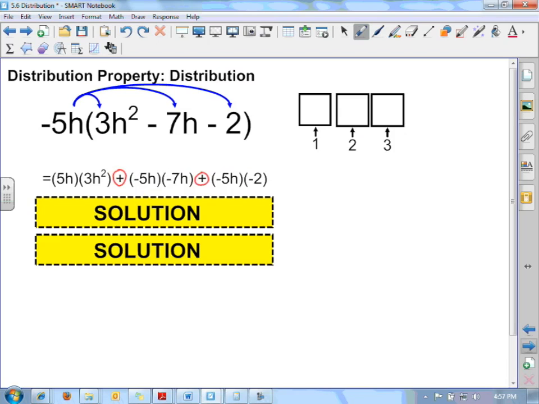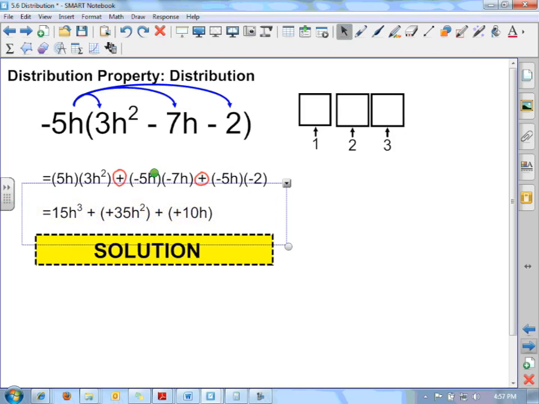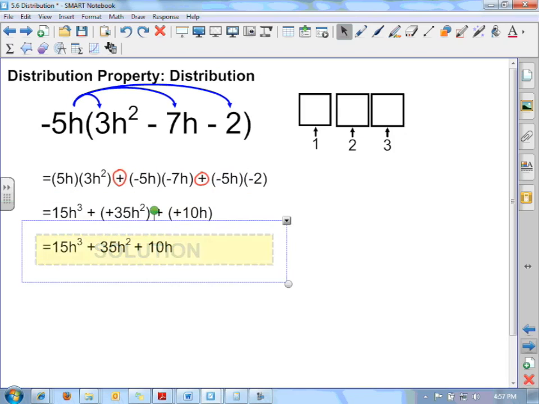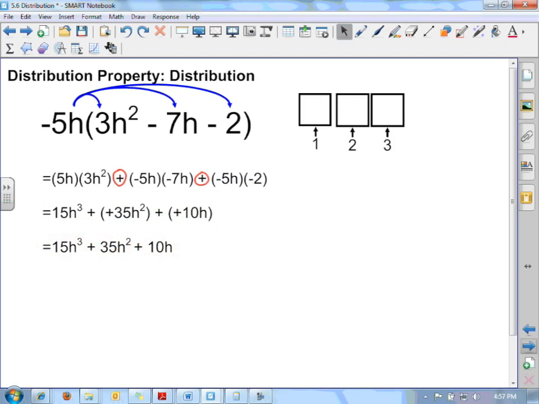Again, you don't have to show this step. If you want, you can go right directly to the next step here. So we get -15h cubed plus positive 35h squared plus positive 10h. Or you can simply go right to the solution in this case: -15h cubed plus 35h squared plus 10h. So technically, if you're comfortable with this, you can go from this to that step and no problem and get your 3 marks for each of those terms.